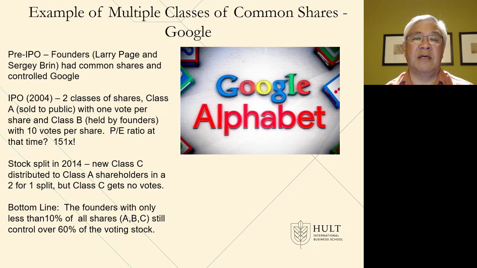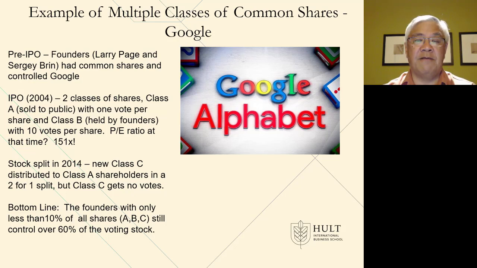Therefore, the founders, by virtue of their superior voting rights in Class B, were able to retain the voting power at the board and shareholder level. Then there was a stock split in 2014, so yet another class of stock was created, Class C. But these were even worse. They had no voting rights. So now A had 1 vote per share, B had 10 votes per share reserved for the founders, and C had no votes. And that was the third type of stock.